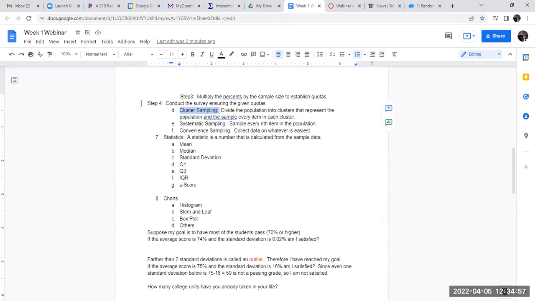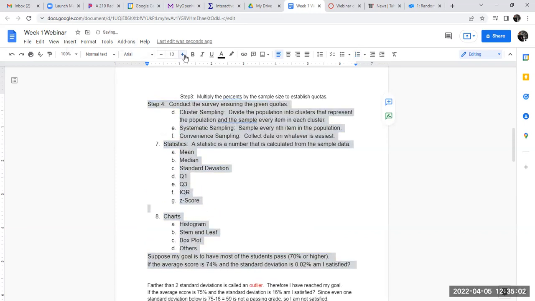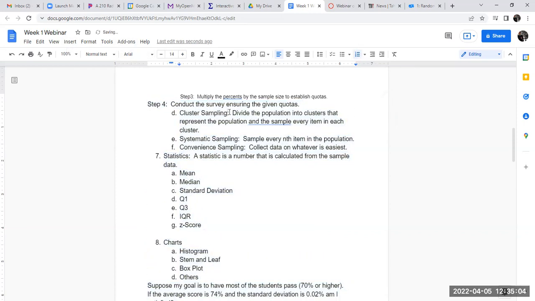Maybe I'll make this all bigger because I realize that the font might be small. Okay, so cluster sampling, and this is done especially for students. You divide the population into clusters that represent the population. Notice, by the way, really important, it's plural. Not one cluster, but many clusters. And then you sample every item in each cluster.